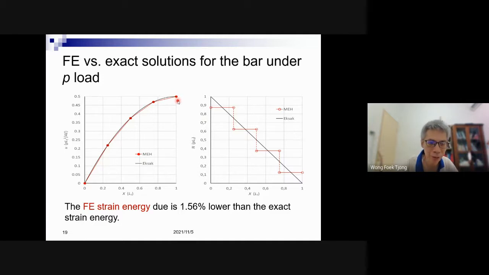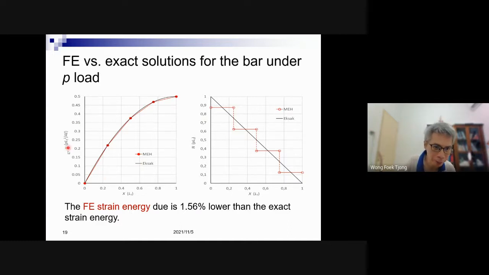It means we are satisfied with using 4 elements, the result is very satisfactory. At the nodes, exact, but outside the nodes, linear. Because we assume each element is linear, right? By assumption at the very beginning when we formulate the element. It's very satisfactory for the displacement.